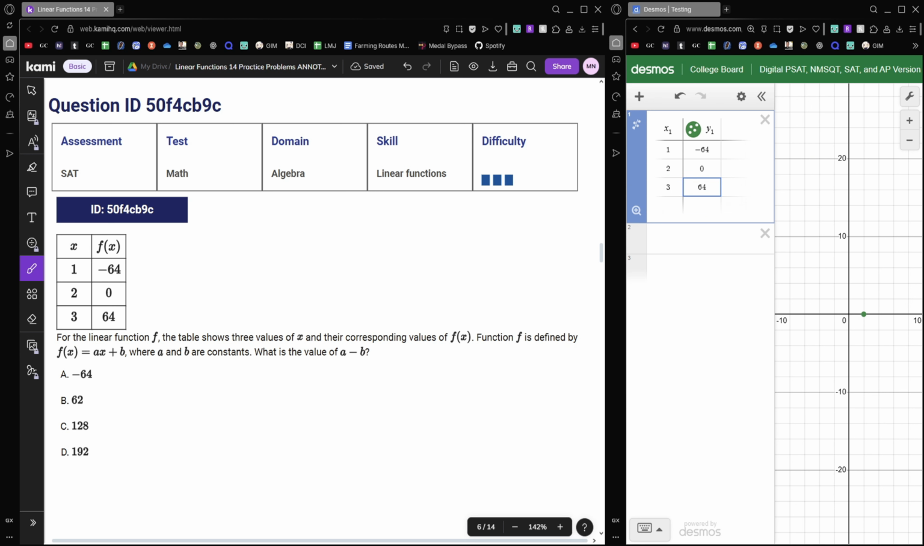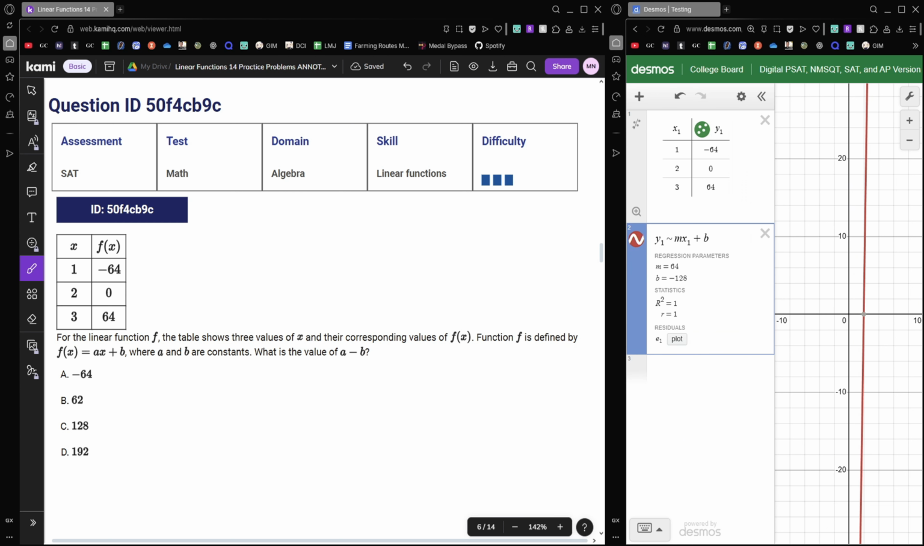Now they tell us that function f is ax plus b, so we can just go ahead and rewrite that as a regression equation. And what we would do is type in y1 tilde mx1 plus b. So we basically just change the equal sign to a tilde, and then put a 1 in front of the x's and the y's. Well, I changed the f of x to a y, but you get the point.